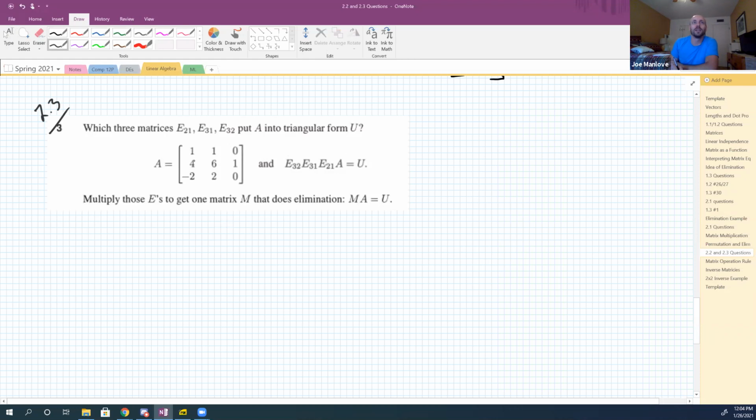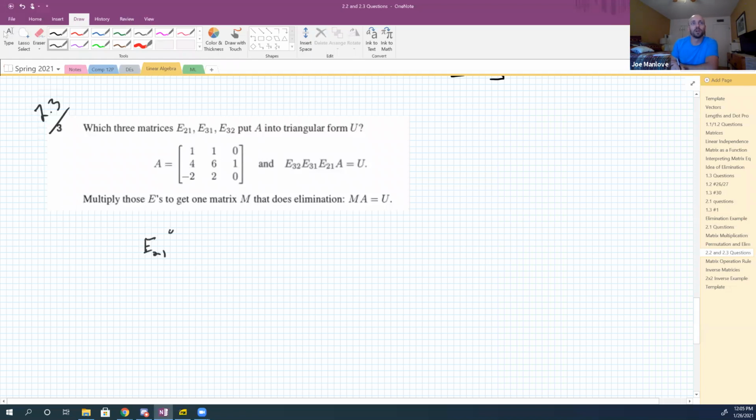So the first thing I need to do is figure out what matrix I need to apply to get rid of this 4 here. You guys see that? Okay, so in order to get rid of that 4 there, I'm going to take row 1, multiply it by something and subtract it from row 2. You guys all see that?